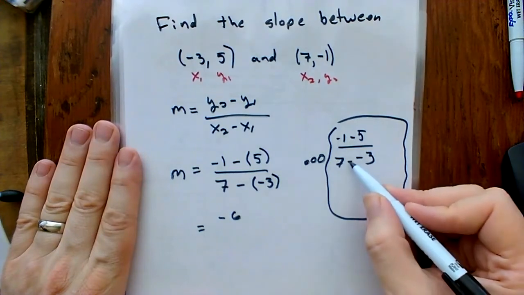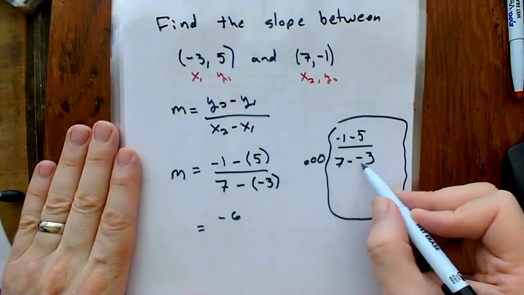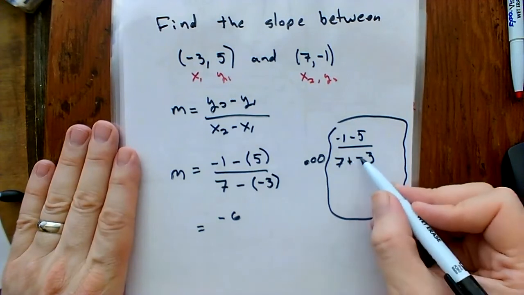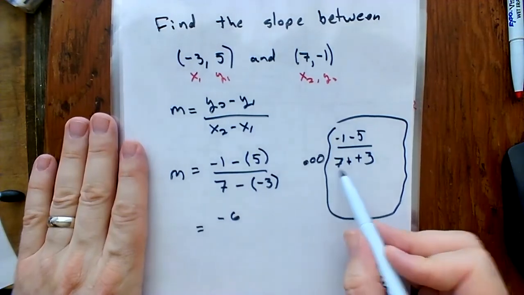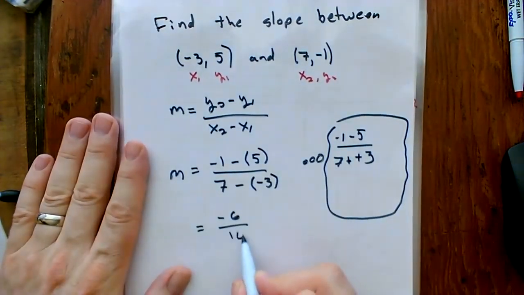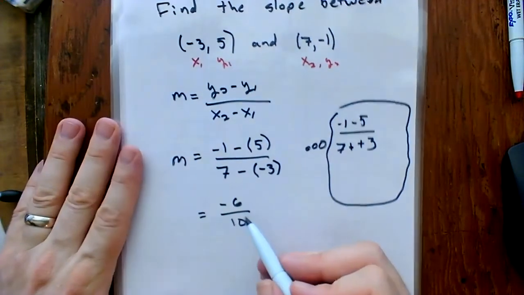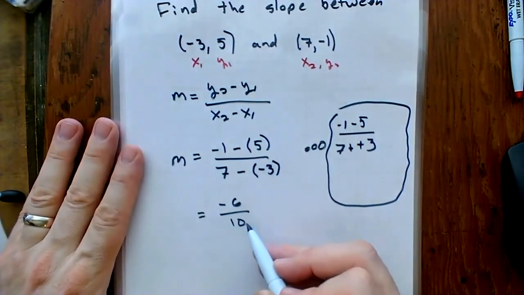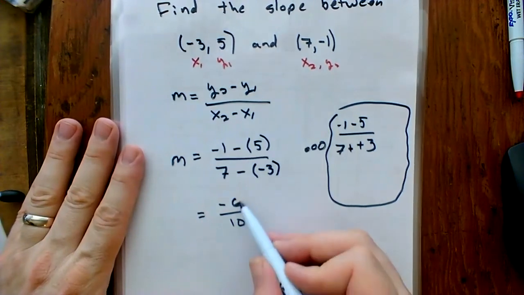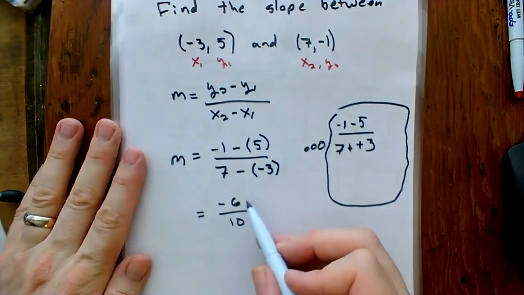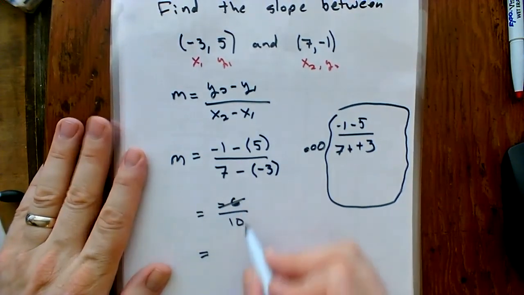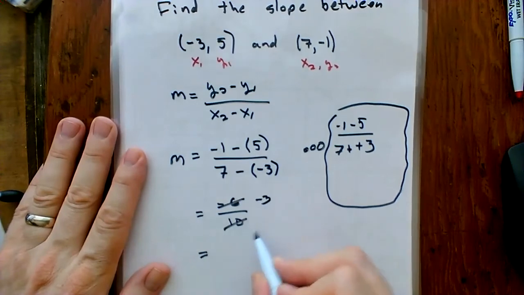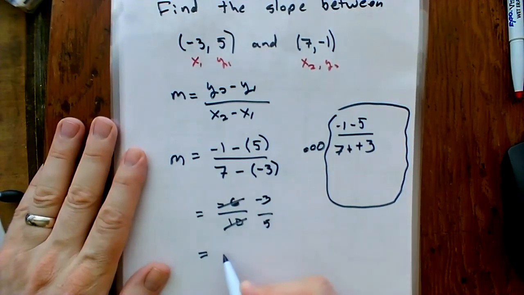I always like to resolve these signs. Minus a negative, whenever you see two minuses directly next to each other like this, I like to just resolve that right there. 7 plus 3 is going to be a 10. Now, it's poor form to leave a fraction without reducing it if you can. I can reduce both of these by a factor of 2, so I'm going to do that. When I divide -6 by 2, I'm going to end up with -3. When I divide 10 by 2, I'll end up with a 5. So this slope is going to be -3/5.